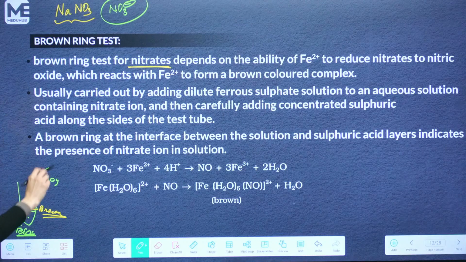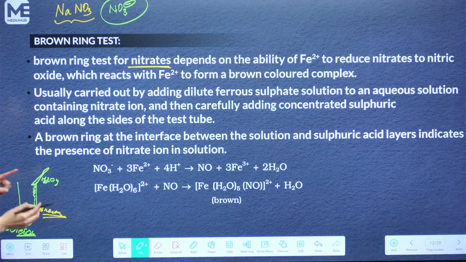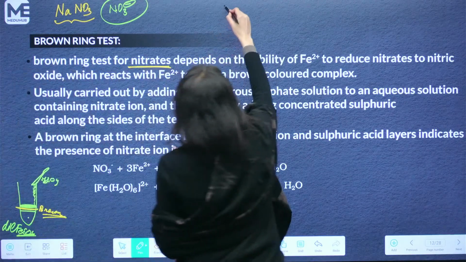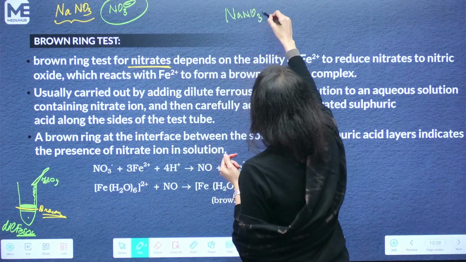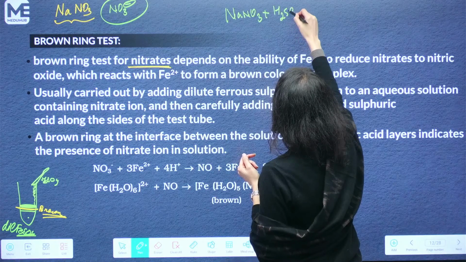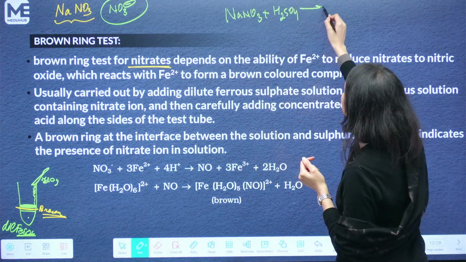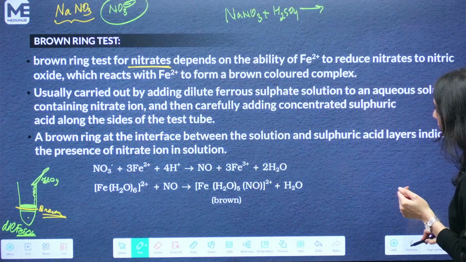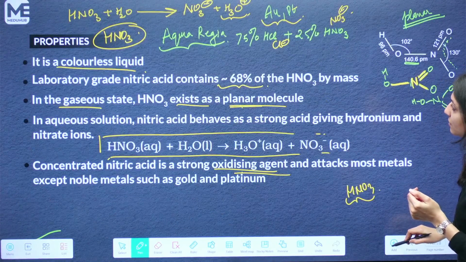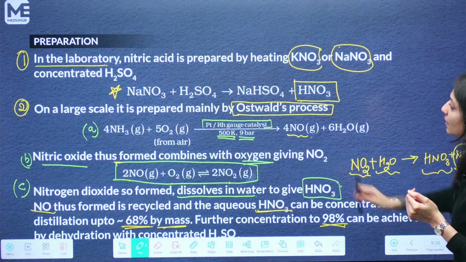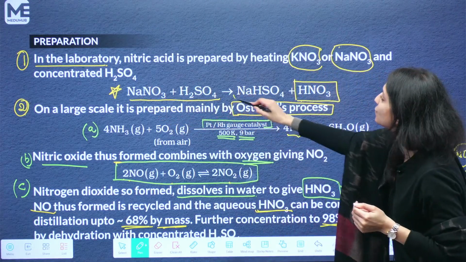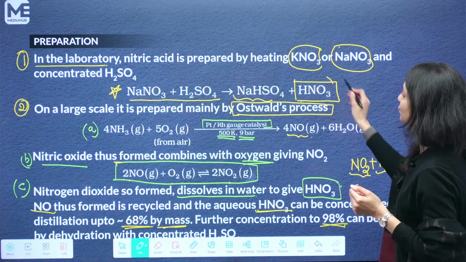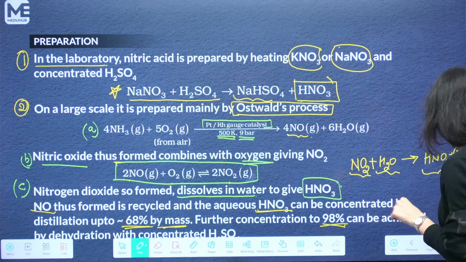So what happens first, जब हम इसमें H2SO4 डालते हैं, in the first step NaNO3 reacts with H2SO4 और हमारे को क्या मिलता है, if you go back to the reaction of preparation, this one NaNO3 plus H2SO4 gives us sodium hydrogen sulfate and HNO3. सो फर्स्ट स्टेप में हमारा HNO3 फॉर्म होता है.